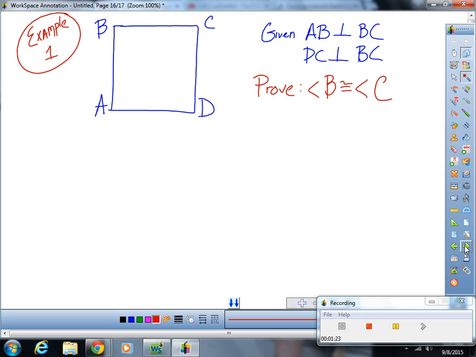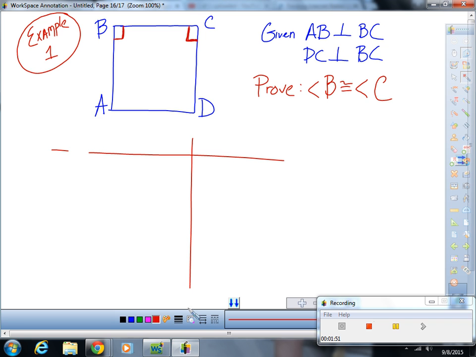Okay, so, for example 1, given AB is perpendicular to BC, so now that I see that, I'm going to write that because I want to keep track of what is what, and DC is perpendicular to BC. Okay? Prove that angle B is congruent to angle C. Okay. Let's set up our two-column proof.